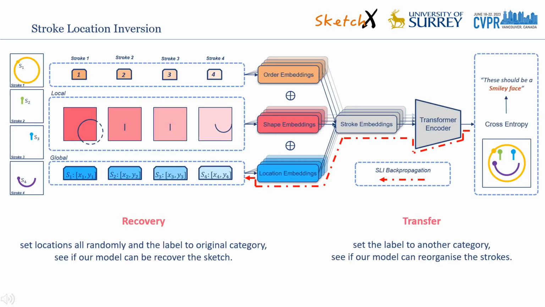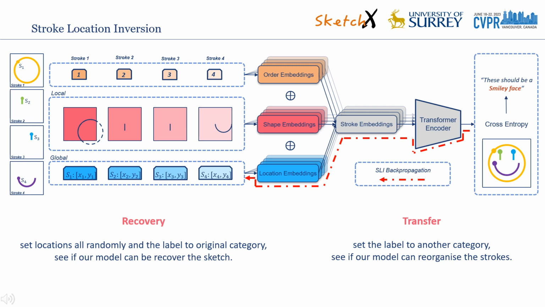Our most important contribution is the proposal of an explainability task dedicated to sketches, SLI. To make it easier to understand, I'll explain it through the figure. After training the model, we have a good classifier. Then we freeze the model and set the location input as learnable parameters. Therefore, when I set a label and make a backpropagation, the gradient will be added to the location of different strokes through the red path.